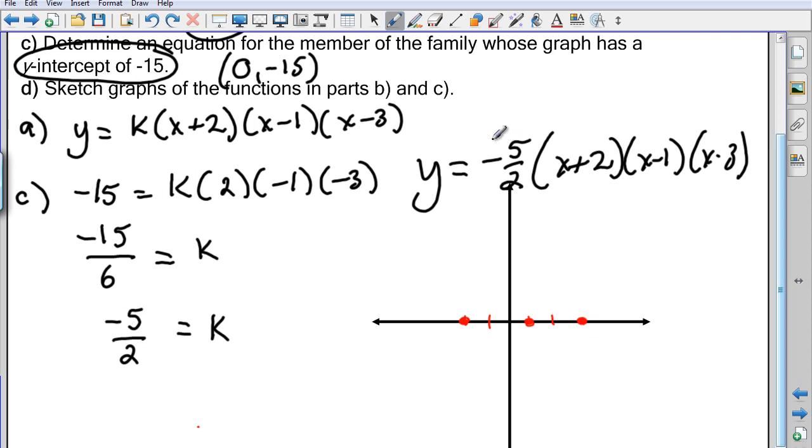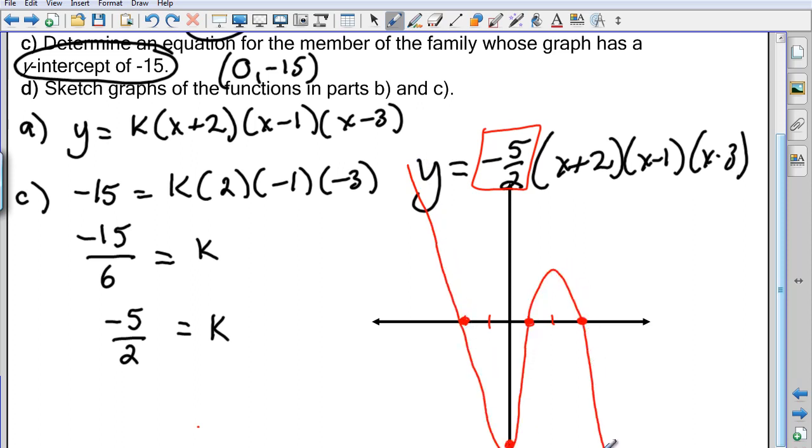Because I've written down and I understand that when I multiply this through, I will have a negative leading coefficient, that means to me that I'm going to start high and end low. I also have a y-intercept of -15 way down here. So that works well with my start high, go through this point, and then back down.